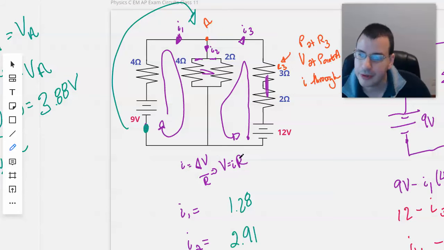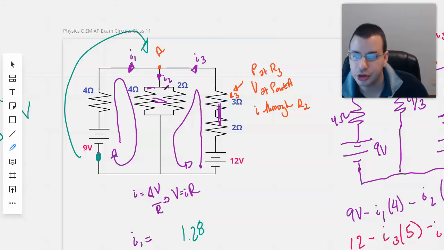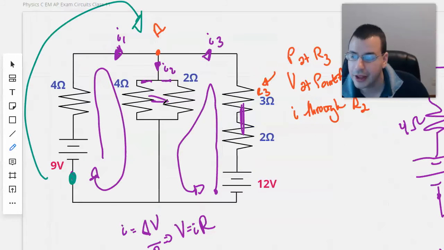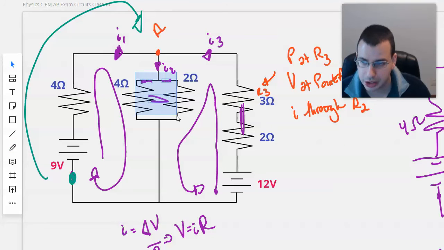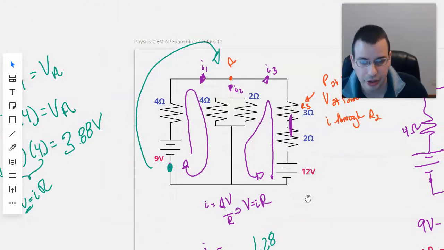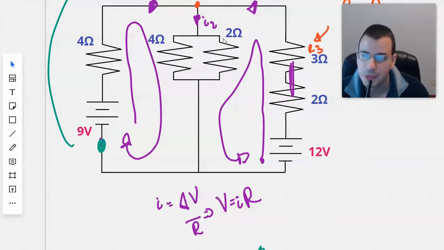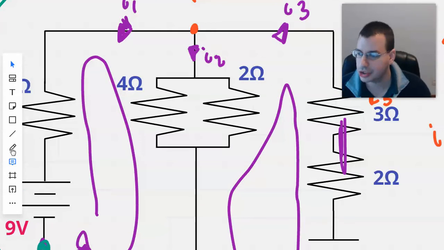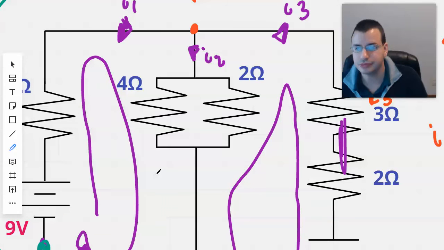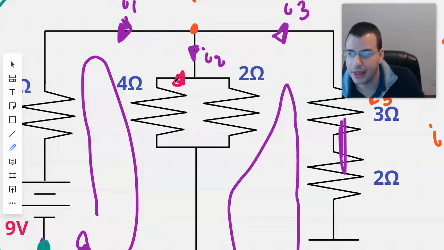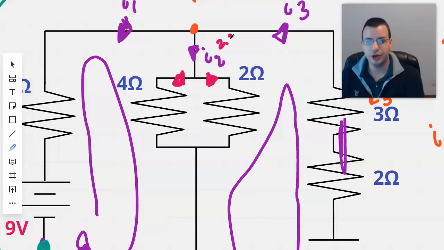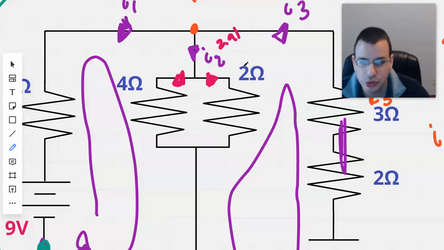Okay, so now we want to find the current through R2 right here. And this is a little bit tricky because we know what I2 is. I2 is like what, 2.91? But some of the current is going to go to the left, and some of it's going to go to the right. And so we have 2.91, and we need to figure out how much goes to one side and how much goes to the other side.